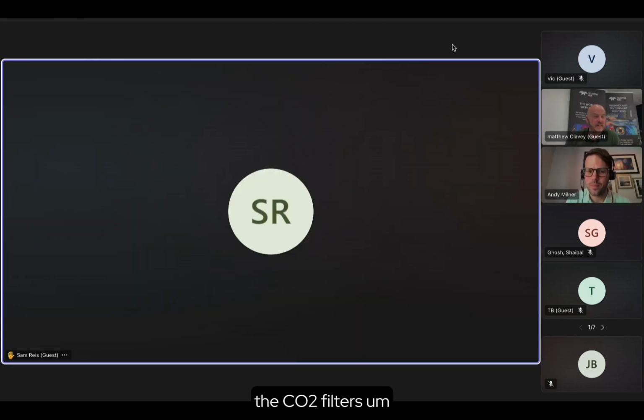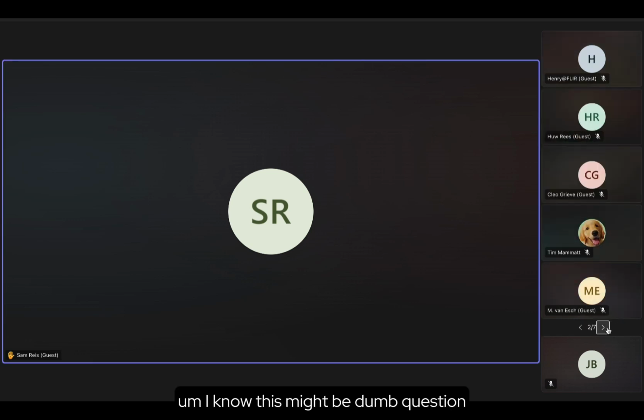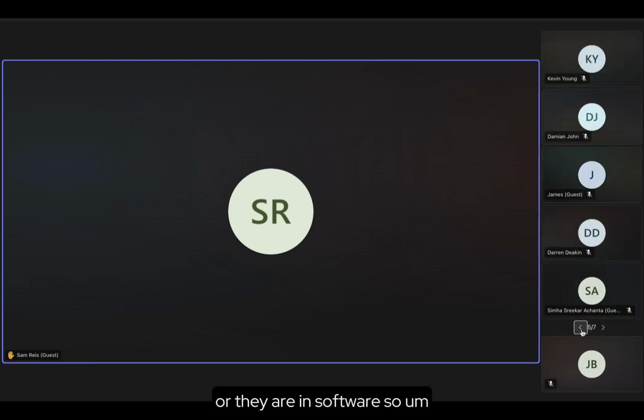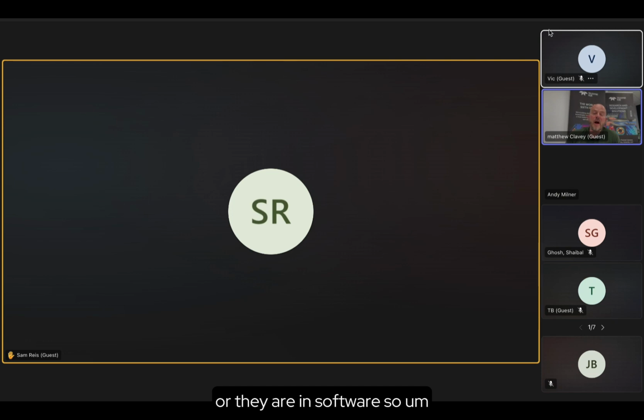The CO2 filters and the spectral filters, I know this might be a dumb question, but are they physical filters that fit on the front of the camera, or are they in software?